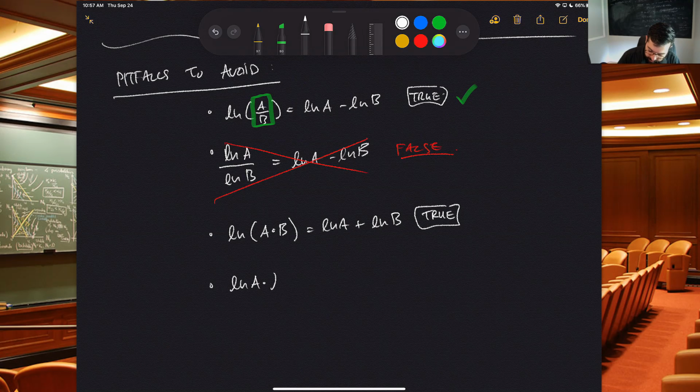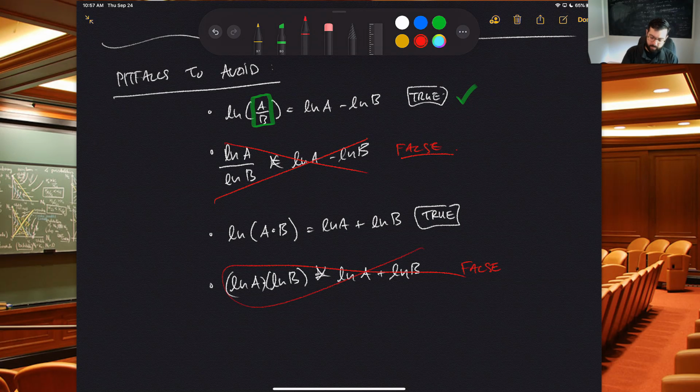But if I have ln of a times ln of b, this is not equal to ln of a plus ln of b. We can see how these things are different, maybe just at the surface. And again, what's the difference? Here, the product is inside the function, and that's what makes it work. Okay, so those are two common pitfalls to avoid. You might want to write these down just so you're not tempted to use them that way.